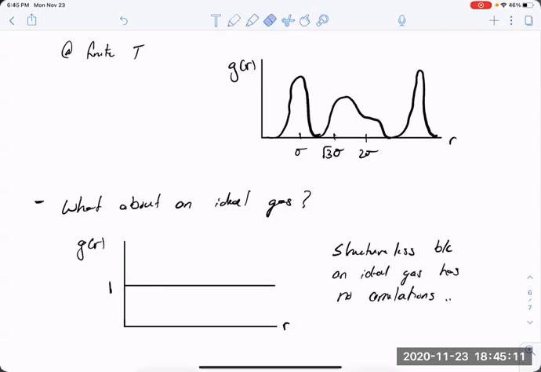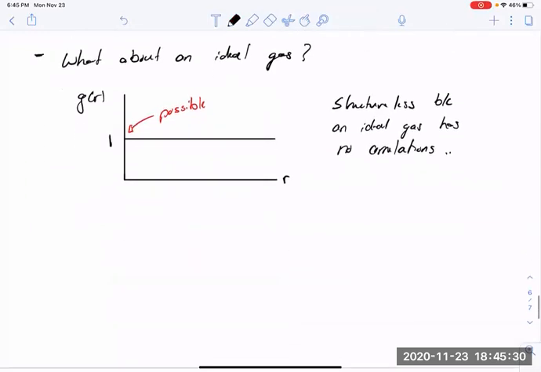Now, is this really possible? Is it possible to have a G of R that starts at 1, even at R is really, really small? No, that would be saying that there is a finite probability to find 2 particles on top of each other, which we know can happen. So what would be maybe a more realistic G of R for a gas?